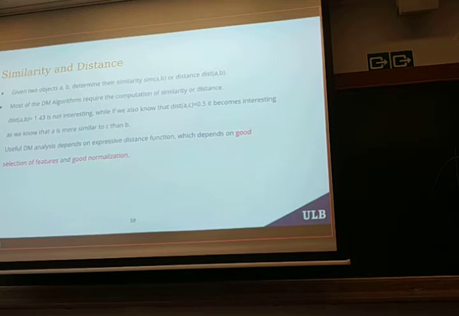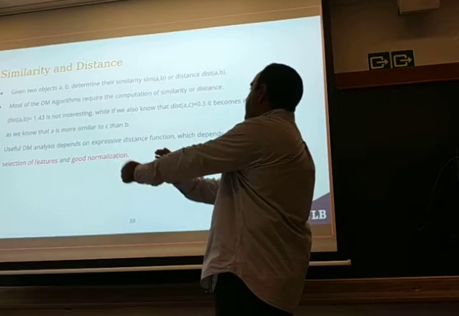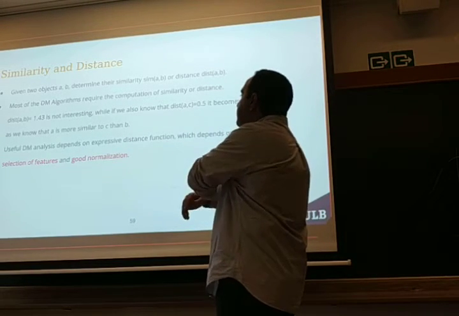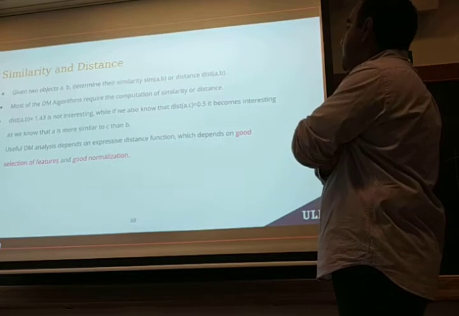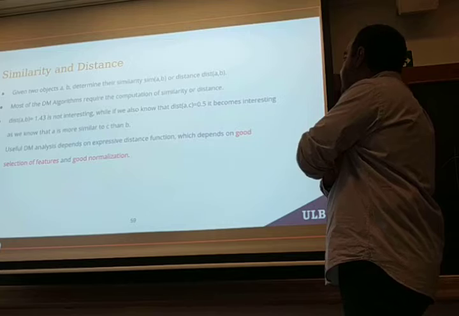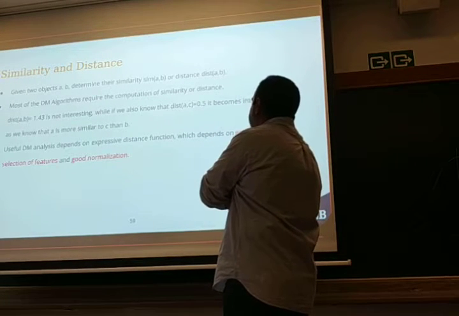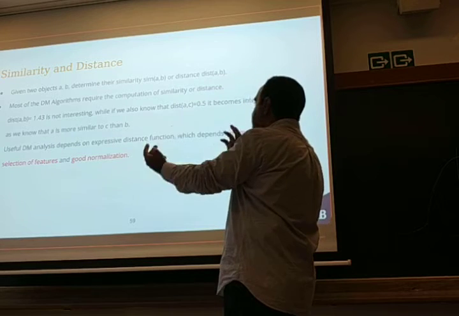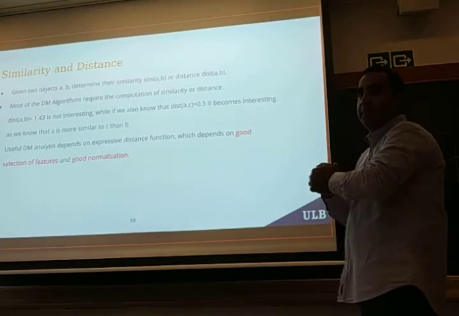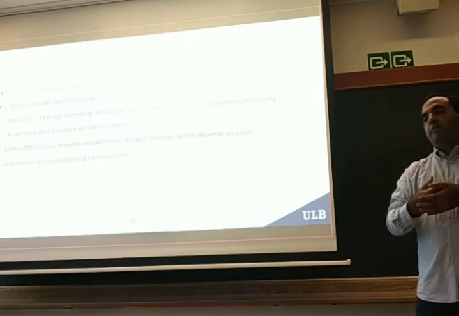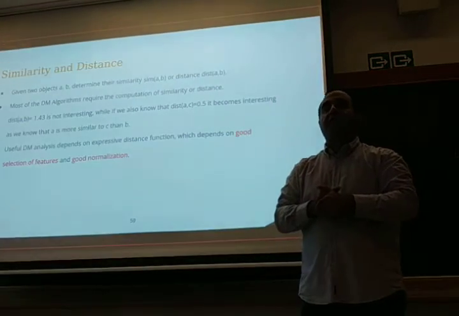On another topic, similarity and distance. The definition can be directly known from the word similarity or distance. If we have 2 objects A and B, we want to determine how similar they are. Or the opposite of similarity is what is the distance between the 2. And this is a needed function for a lot of data mining algorithms.